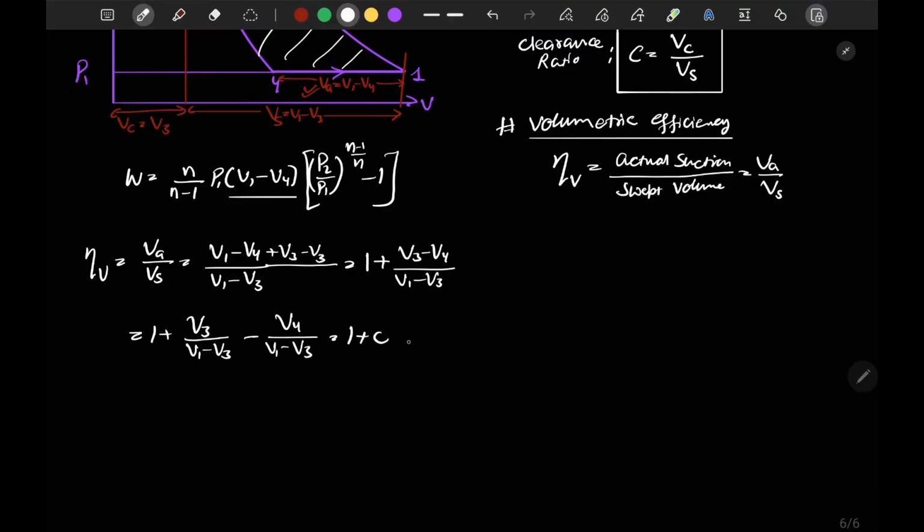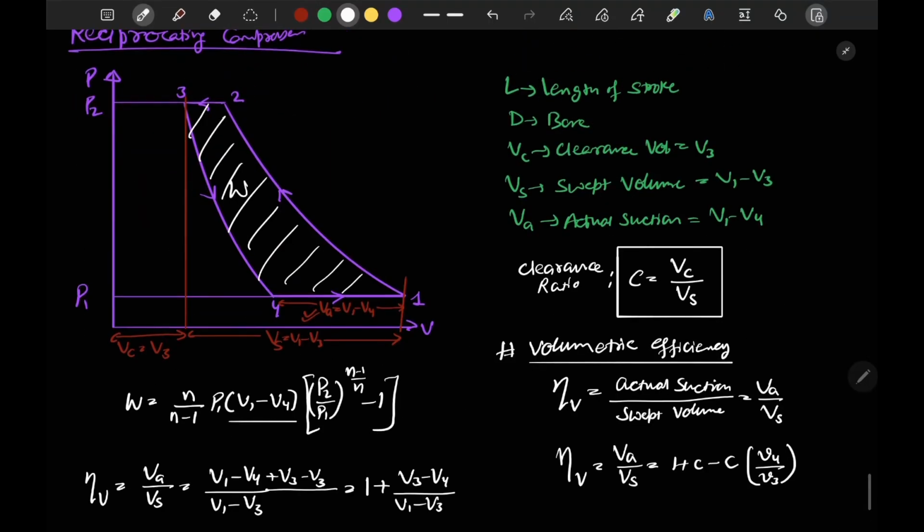And for the last term, let's multiply by V3 and divide by V3. That term will be termed as C into V4 by V3. So our eta V is represented by 1 plus C minus C times V4 by V3, which is equal to Va upon Vs. Now what is V4? V4 is suction, and this is the ratio.